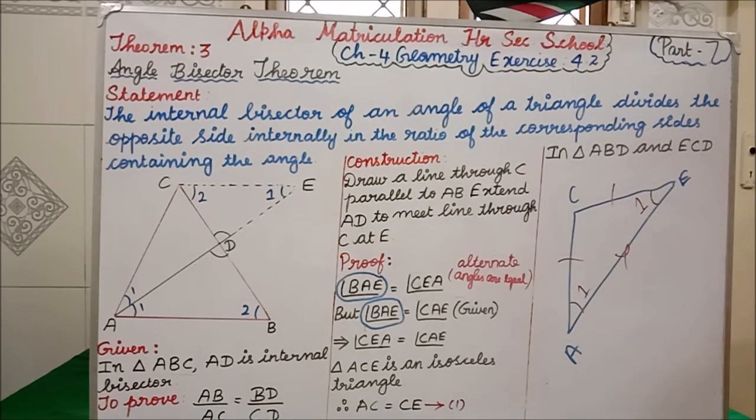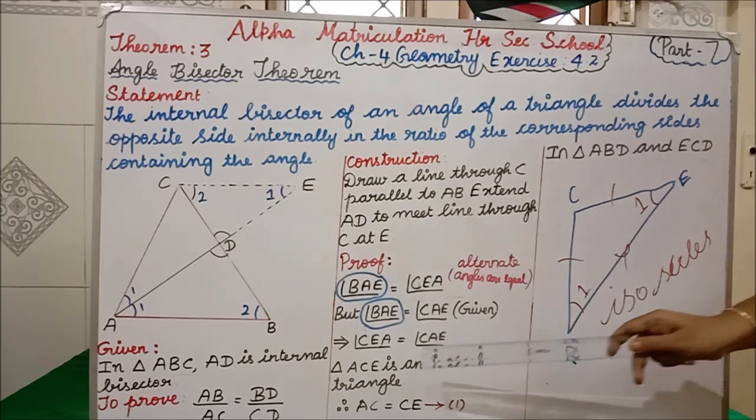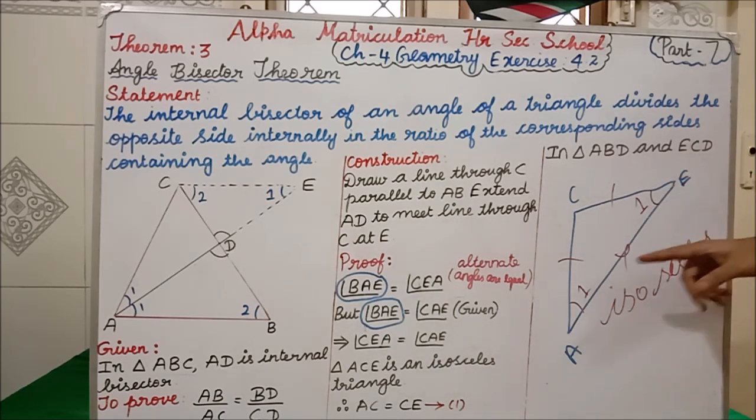So if the two sides are equal and the other side is different, what type of triangle is this? This is an isosceles triangle. Clear all of you? Clear students? If the two sides are equal and the two angles are equal, we can say it is an isosceles triangle. How are we saying this triangle is isosceles? Because we have proved here angle E is equal to angle A, as I have marked. If the two angles are equal, then obviously the two sides are equal. If the two sides are equal in a triangle, then we can say that triangle is an isosceles triangle.